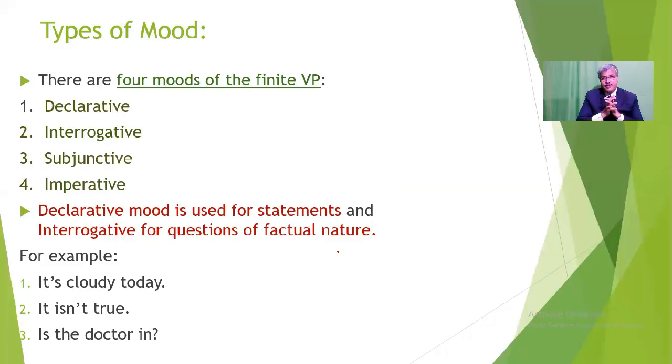For example, it's cloudy today. It is a statement. So, what is the mood of the speaker? It is a declarative mood. It isn't true. It is a negative sentence, but it is a statement. So, the first two examples are examples of declarative mood. In the third example, is the doctor in? This is an interrogative sentence. So, this is an example of interrogative mood. There is a question mark.